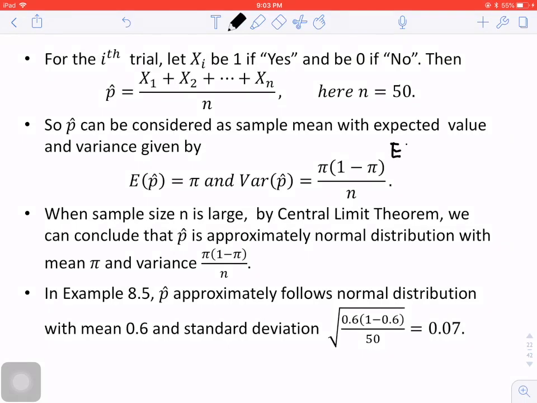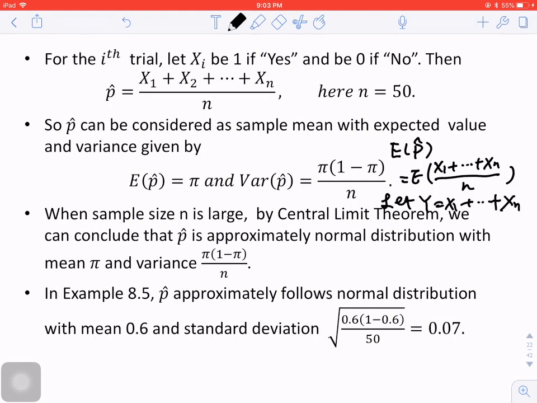And we know that the expectation of p hat is equal to the expectation of (x1 through xn) divided by n, right? So I'm going to let y be equal to the numerator. So the expectation of p hat is equal to the expectation of y divided by n, as we discussed before. Each xi is a Bernoulli random variable, so the summation of a bunch of Bernoulli random variables should be a binomial random variable, right? Because we know that n is a constant.